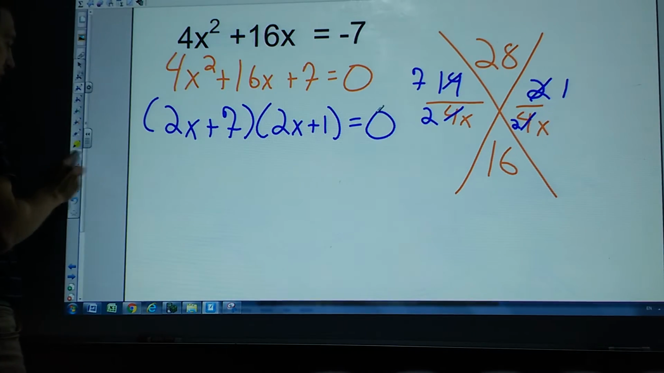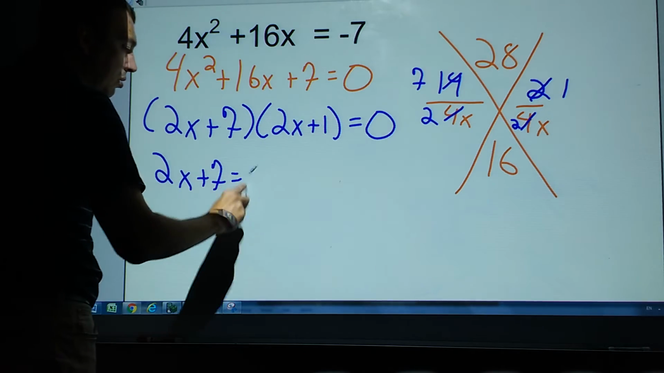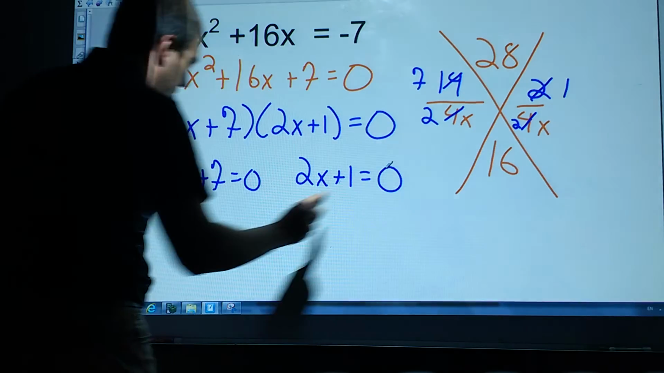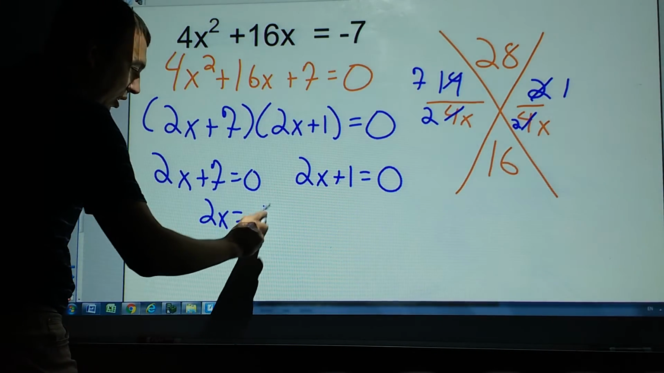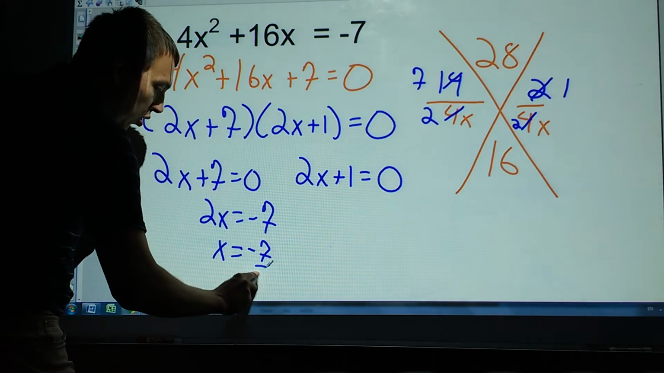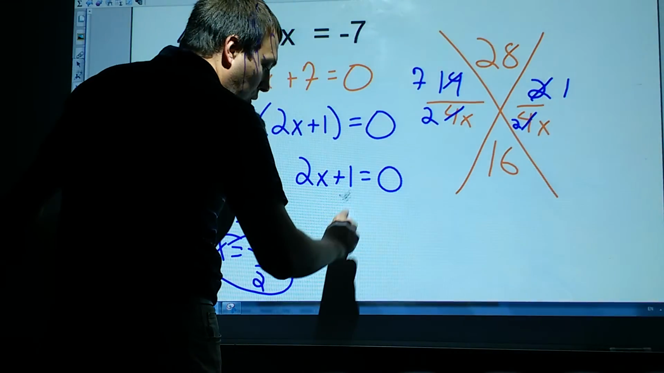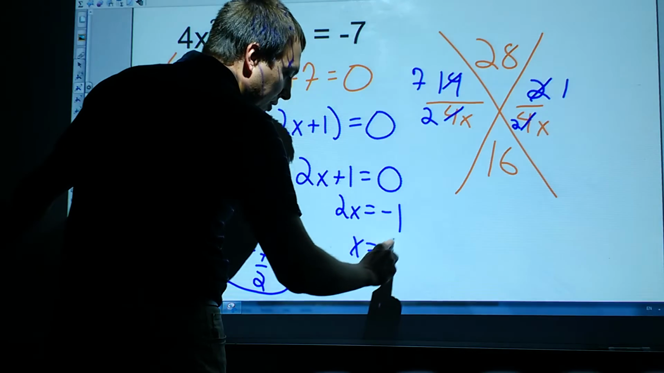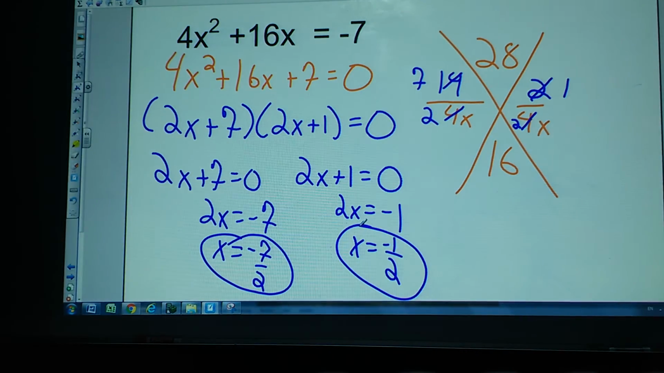Set both of those equal to 0. 2x plus 7 equals 0. 2x plus 1 equals 0. Minus 7. 2x equals negative 7. X equals negative 7 over 2. Or if you want to write that as 3.5, that's fine. Subtract 1. Divide by 2. X equals negative 1/2. Again, we have 2 answers.